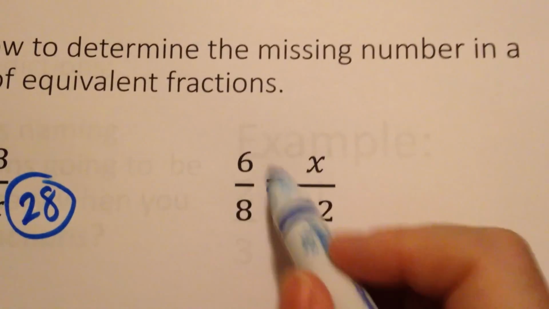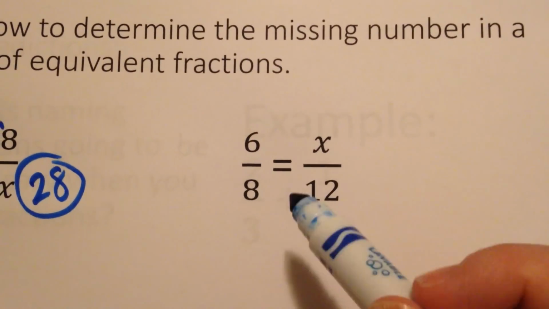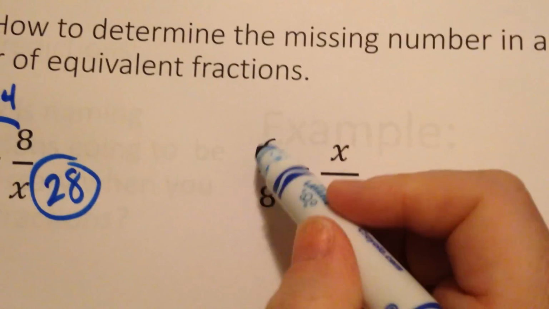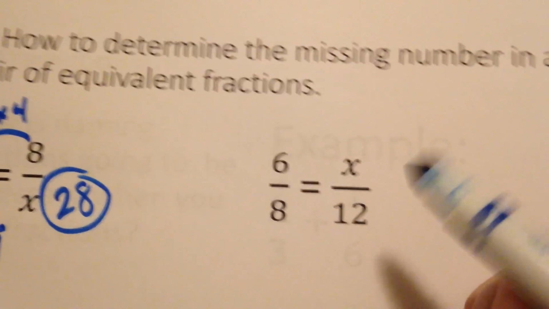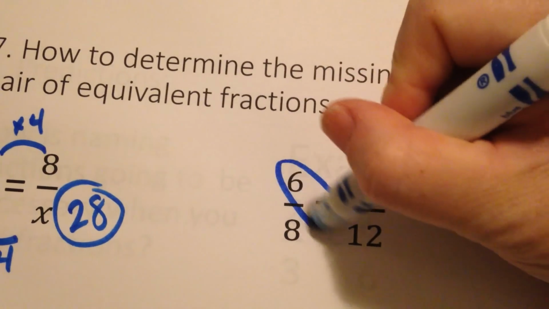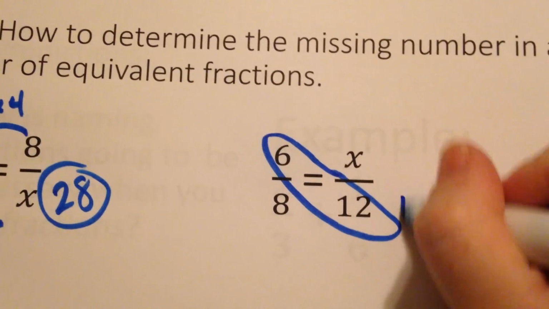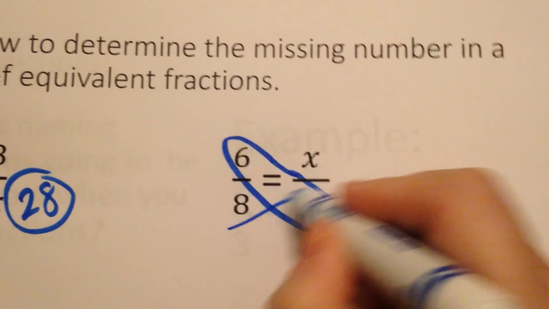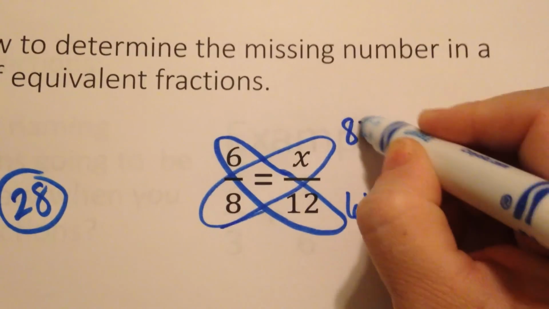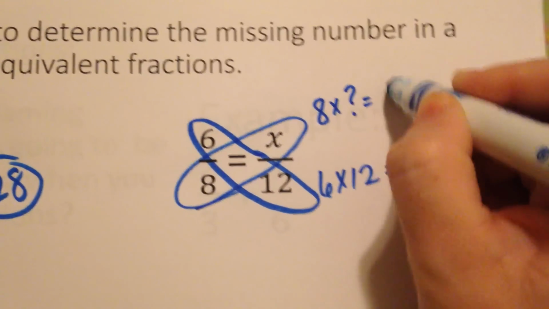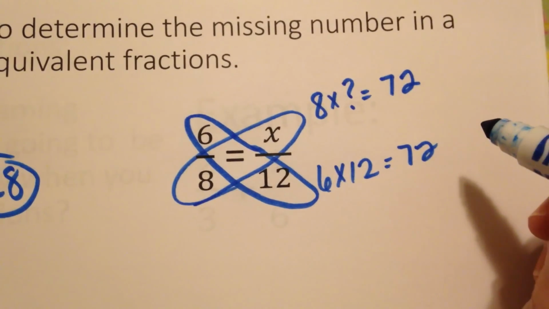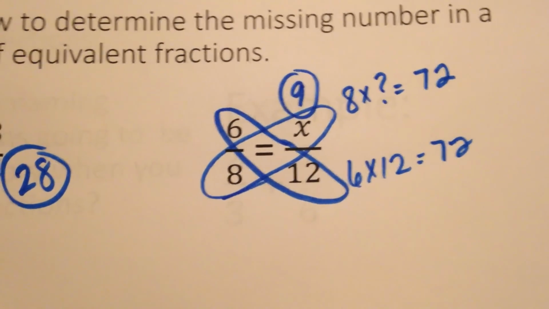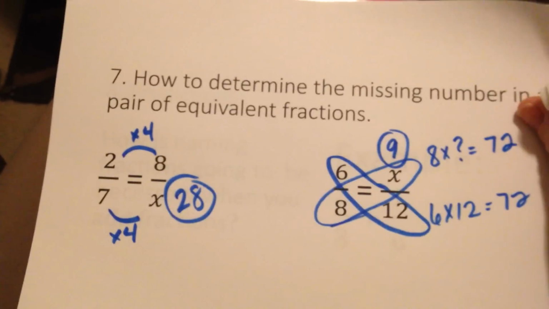Okay, this one's a little bit harder, right? I don't see how to get from 8 to 12. And I don't see a relationship between 6 and 8. So I can still do cross products. 6 times 12 is 72. So that means 8 times what is 72? That'd be 9. 8 times 9 is 72. Okay, that would be number 7.